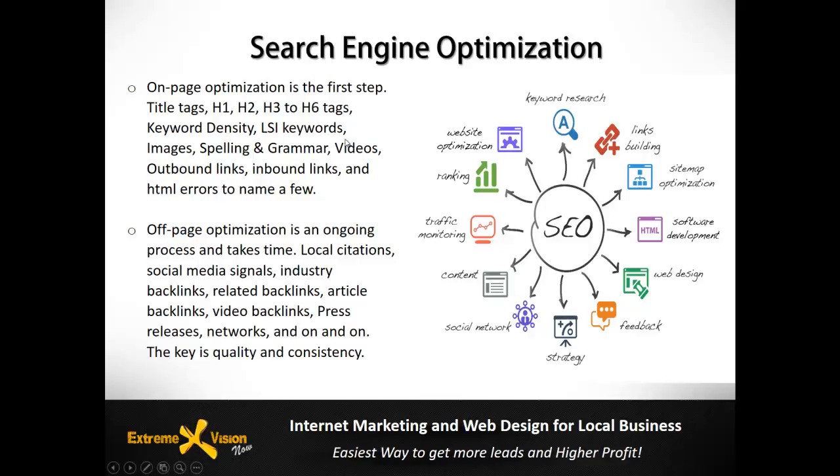Now, the on-page tactics are everything that has to deal with your coding and the specific layout design, those kinds of things on your actual website. These are very specific coding things. Some of these probably won't mean anything to you, like title tags, H1, H2, H3, H6, keyword density, LSI keywords, images, videos, outbound links, inbound links, HTML errors. I mean, there are literally hundreds of factors that just go on your website. This is kind of the starting point for your company though.